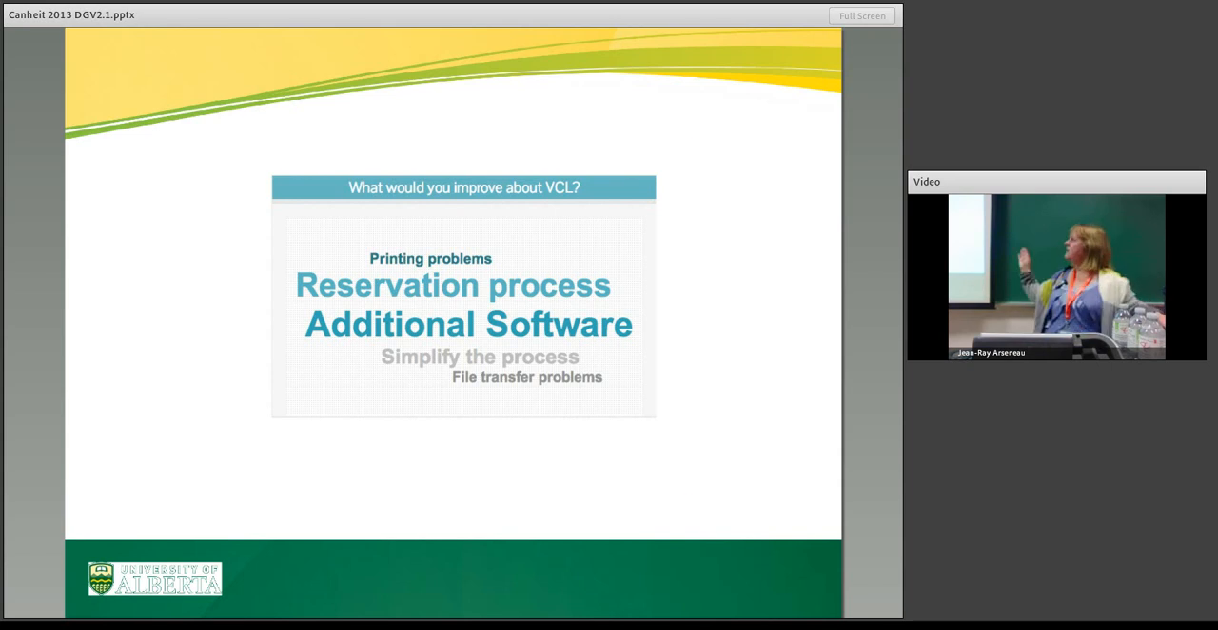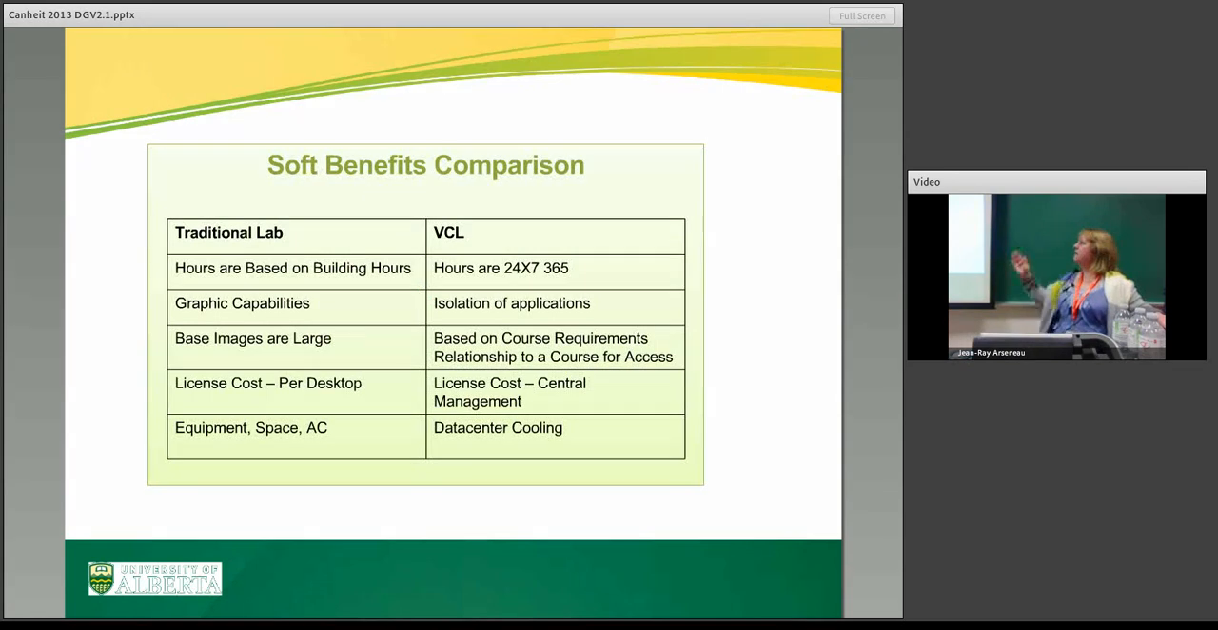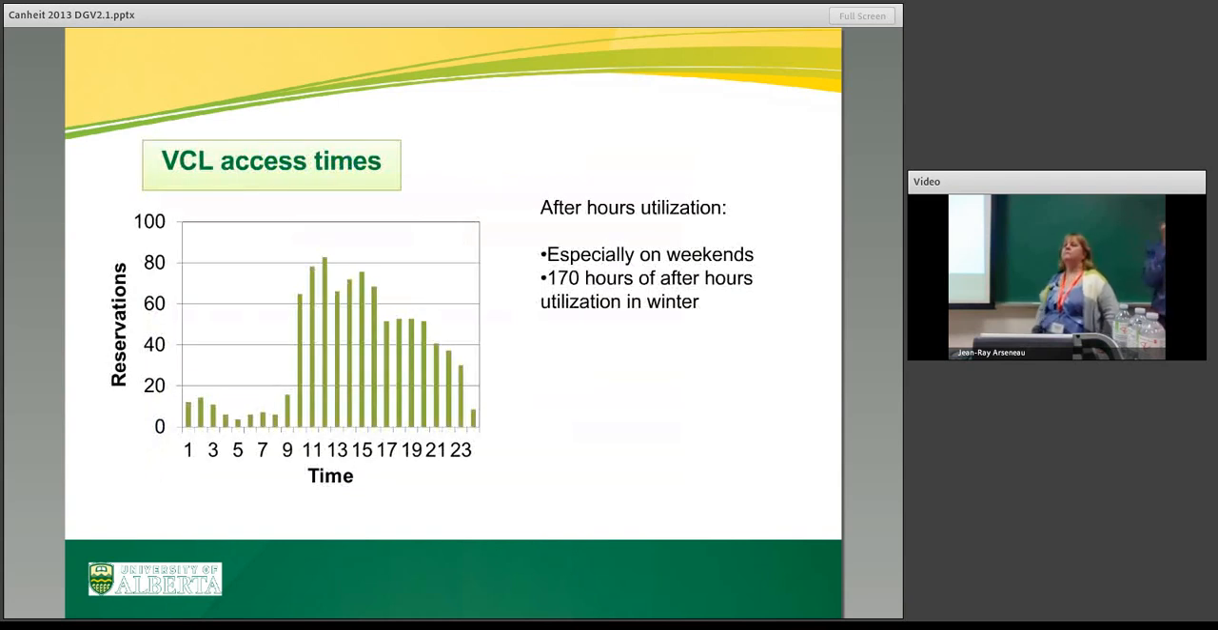This is just a quick slide of the benefits compared to a traditional lab. Those are fairly straightforward, basically. I think the big one there is being able to offer access to course essential software 24/7, 365 days a year. They're not restricted to lab opening hours, and they don't have to make the commute onto campus if they need to use that essential piece of software, especially when you consider winter times and things like that. That can be very important.